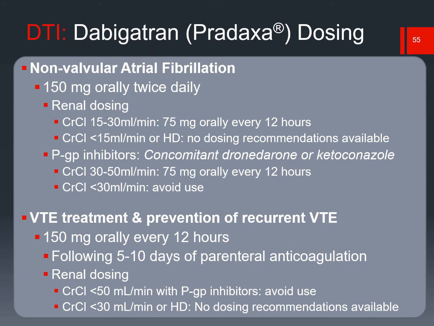Pradaxa is FDA approved for both non-valvular atrial fibrillation as well as VTE treatment and prevention of recurrent VTE. You'll notice that the dosing is very similar. So we have the 150 milligrams given orally twice daily. That is the same dosing for both, but the renal adjustments are very different. With the non-valvular AFib, you'll see that it also has different adjustments for drug interactions. And then when we get down to VTE treatment and prevention of recurrent VTE, we have the 150 milligrams orally twice daily, same as the non-valvular AFib.